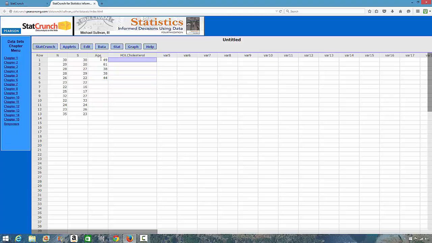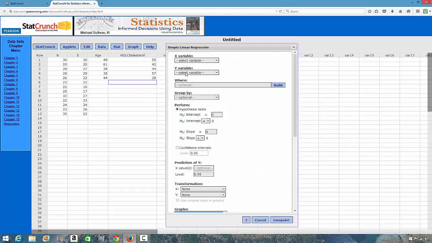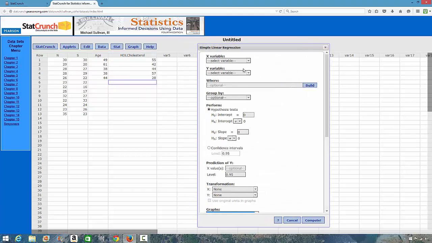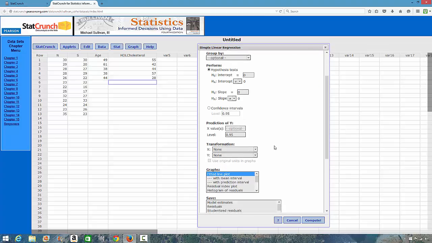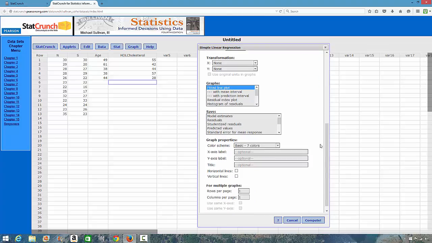Then my HDL cholesterol is my response variable, which is my Y. This is 55, 42, 44, 57, and 28. So I go to start, regression, simple linear. Once I'm in simple linear, the X variable is the age, and the Y variable is the HDL cholesterol. And I just click compute.